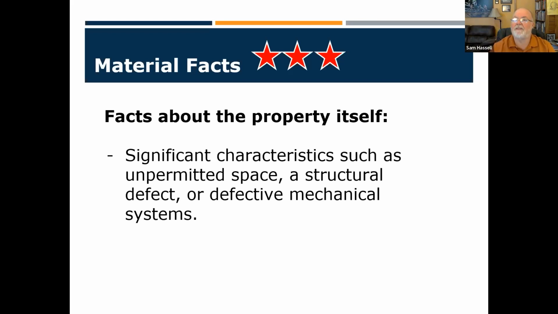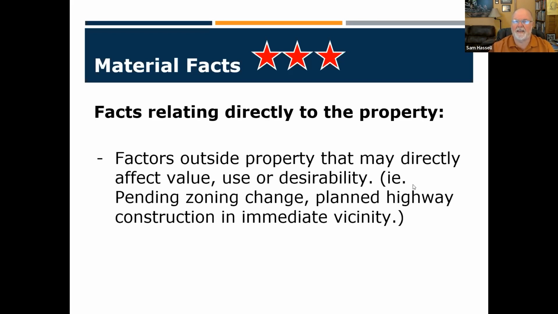So anything with the house, what do we need? What's wrong with it? What's anything else? Do you have an encroachment? Do you have an easement? Things of that nature. Those are all facts about the property itself. Now, the second one, facts relating directly to the property. So anything outside the property that would affect our enjoyment of this property.